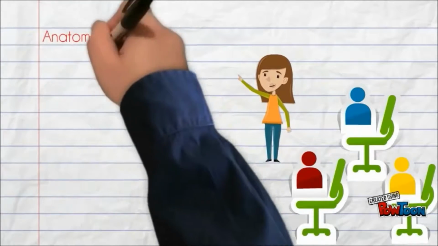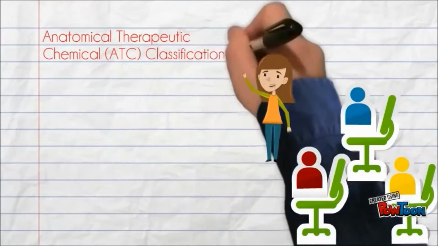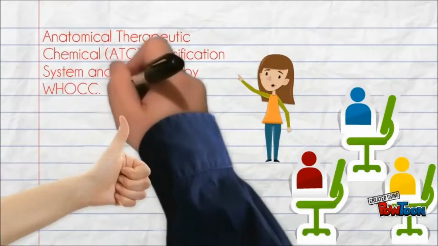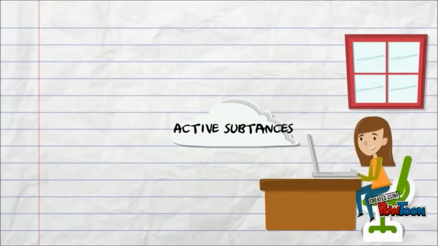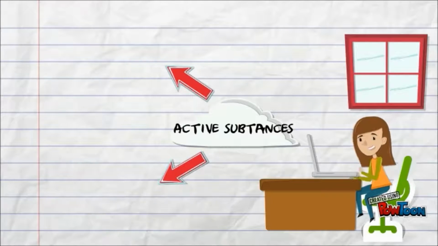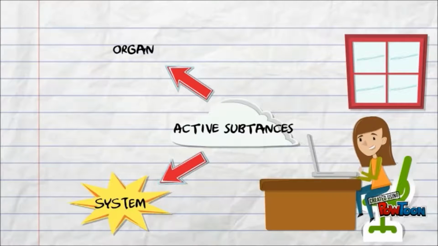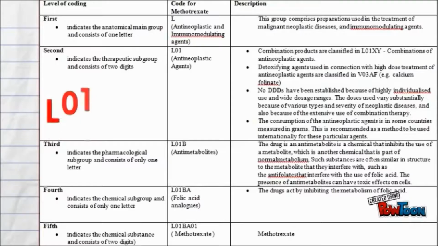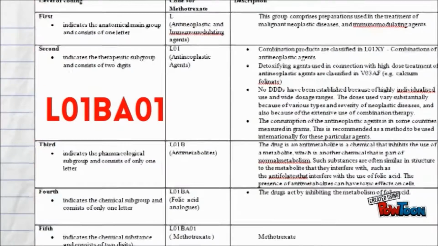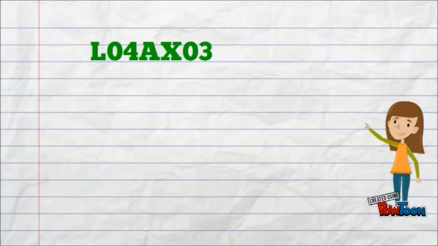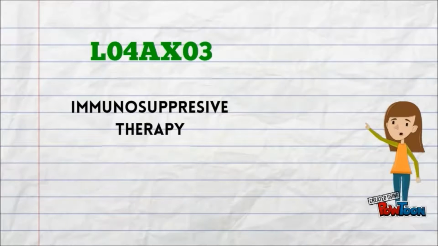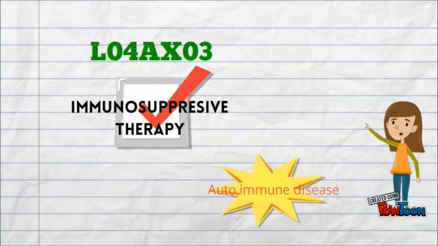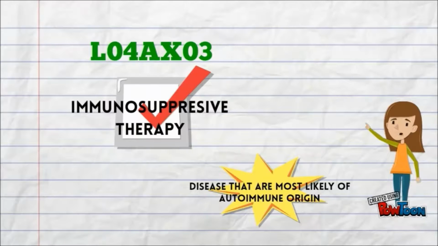Firstly, drugs are classified according to the ATC classification system, which is controlled by WHOCC. In this system, the active substances are divided into different groups according to the organ or system on which they act and their therapeutic, pharmacological, and chemical properties. The groups of drugs are classified at 5 different levels, and this is the ATC code L01BA01. Methotrexate also has an ATC code, L04AX03, which is used in immunosuppressive therapy to treat autoimmune diseases or diseases that are most likely of autoimmune origin.